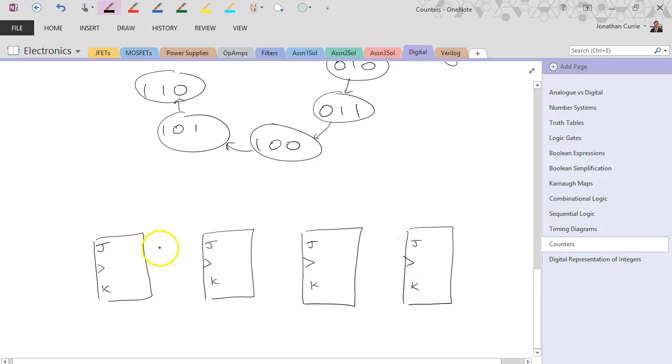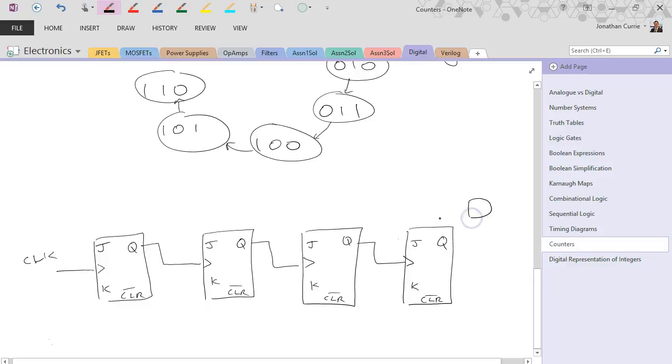And the output, Q, is going to cascade from one flip-flop to the next. We're also going to use the clear input so we can reset our counter at any point. So here's our clock.